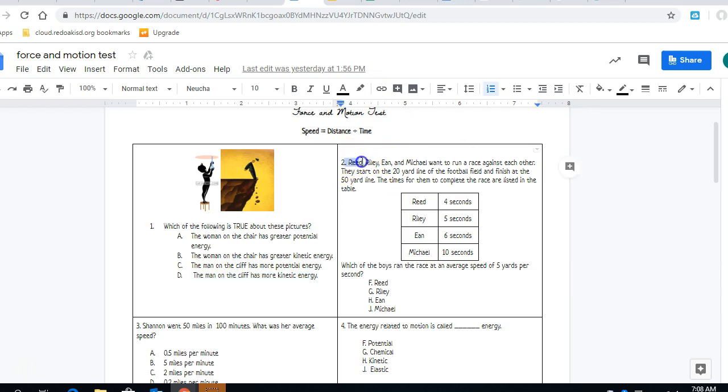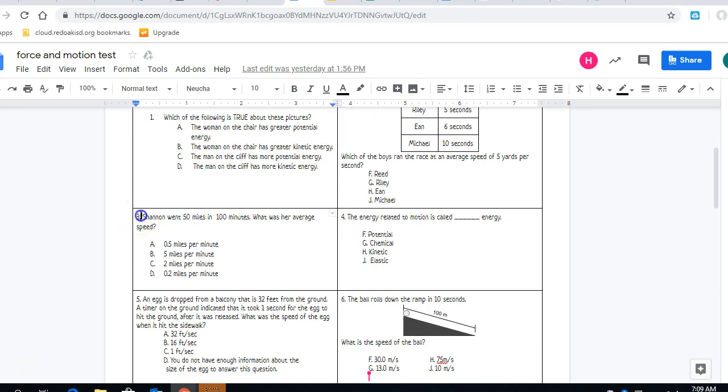Question number 2. Reed, Riley, Ian, and Michael want to run a race against each other. They start on the 20-yard line of the football field and finish at the 50-yard line. The times for them to complete the race are listed in this table. Reed finished in 4 seconds, Riley finished in 5 seconds, Ian finished in 6 seconds, Michael finished in 10 seconds. Which of the boys ran the race at an average speed of 5 yards per second? Was it F, Reed, G, Riley, H, Ian, or J, Michael?